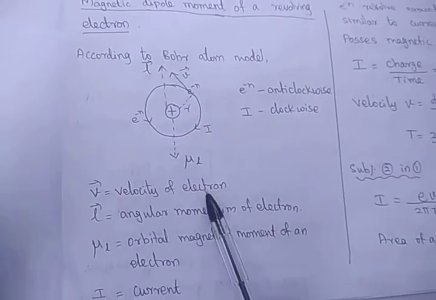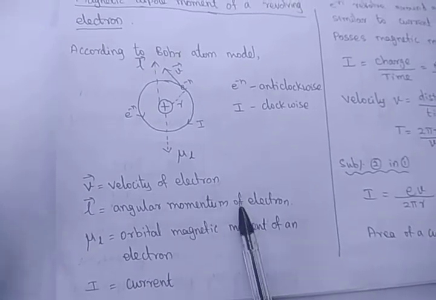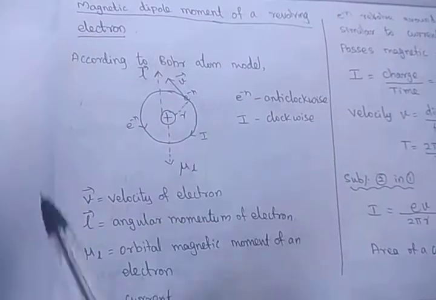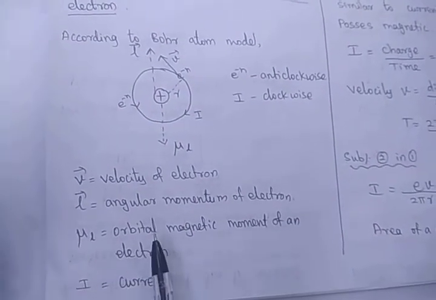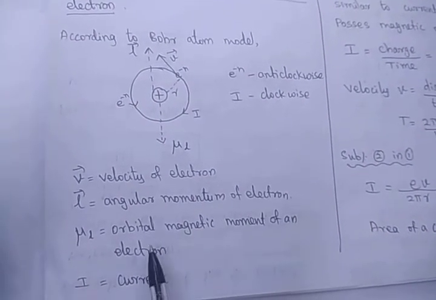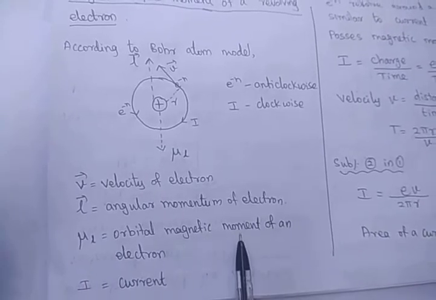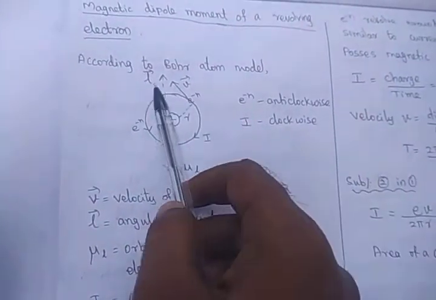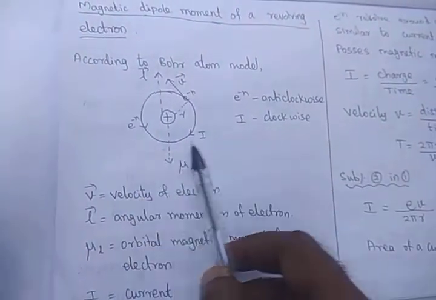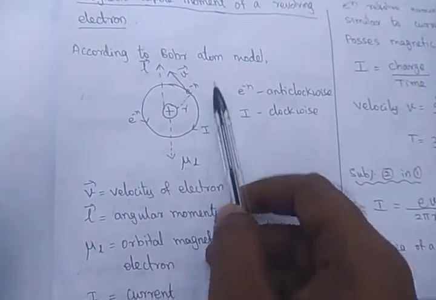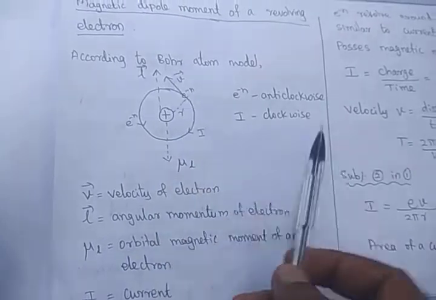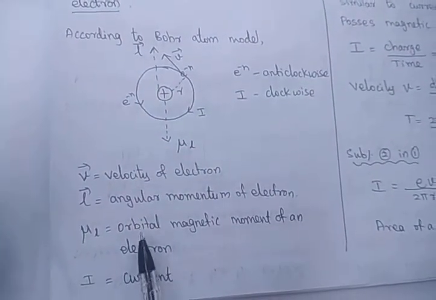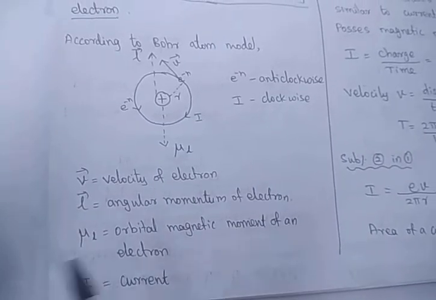V is the velocity of the electron, L is the angular momentum of the electron because of its circular motion revolving around the nucleus, and mu L is the orbital magnetic moment of the electron. A magnetic moment arises for the electron due to its current flow, because it is similar to a small elemental circular loop, but this arises due to the orbital motion of the electron. So we give the name orbital magnetic moment of an electron.